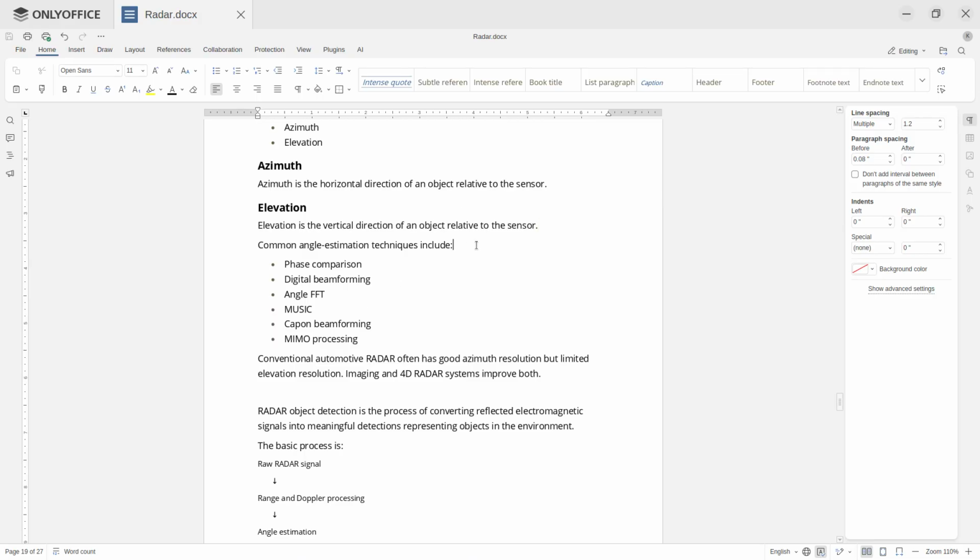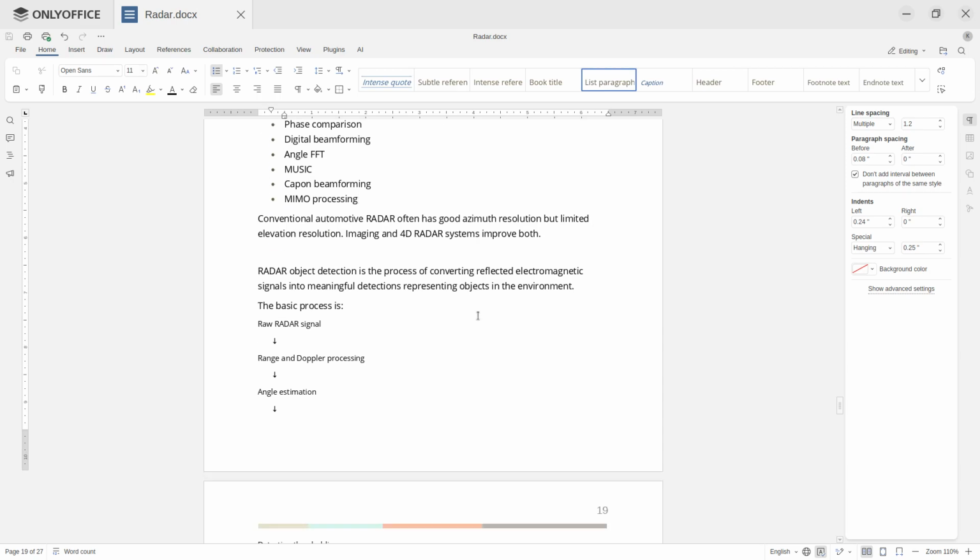Common angle estimation techniques include phase comparison, digital beamforming, angle FFT, MUSIC, Capon beamforming, and MIMO processing. Conventional automotive radar often has good azimuth resolution but limited elevation resolution. Imaging and 4D radar systems improve both.